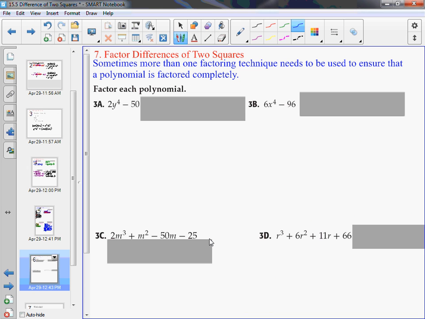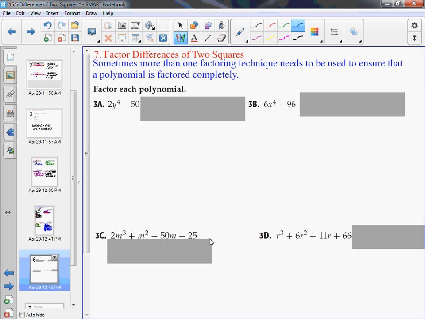Sometimes more than one factoring technique needs to be used to ensure that a polynomial is factored completely. So, everything we've learned is fair game now. It might just be a simple, factor it using the T-chart. It might be factoring using the AC method. It might be factoring perfect square trinomials. It might be factoring differences of two squares. And what's the one technique we tend to forget? Greatest common factor. So let's look there first.